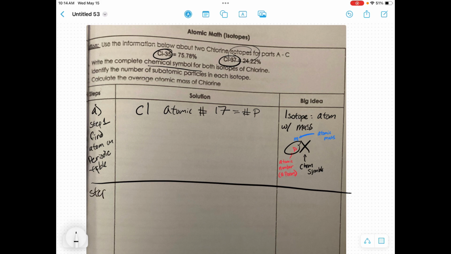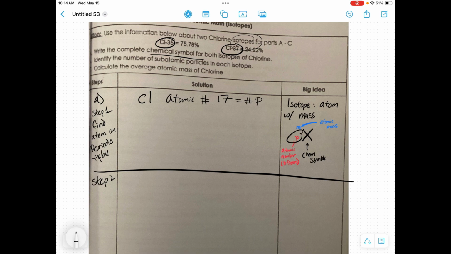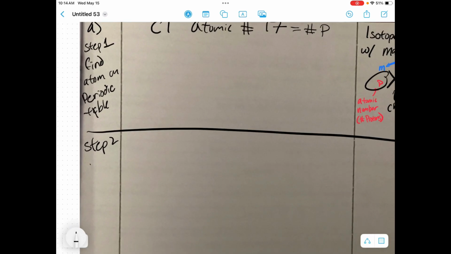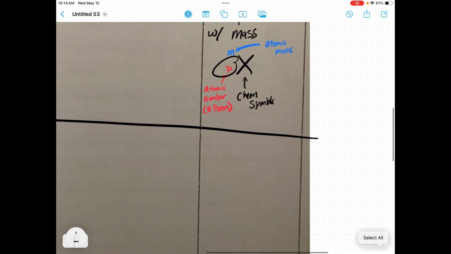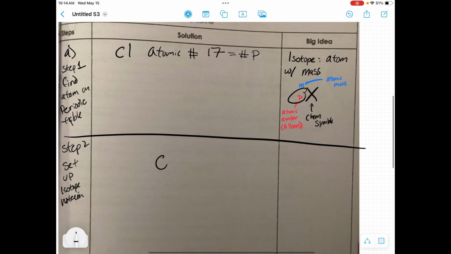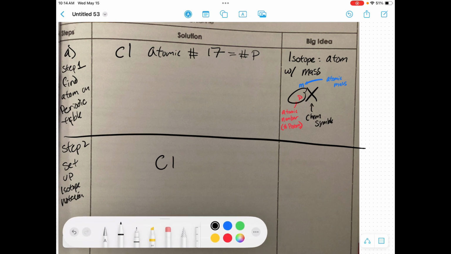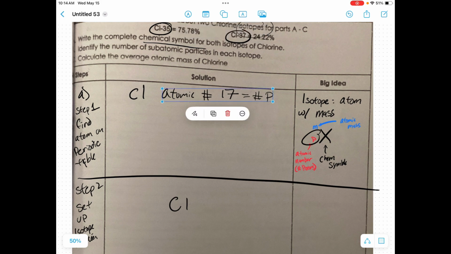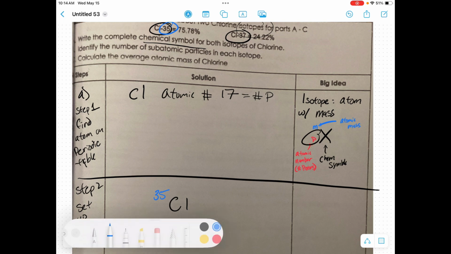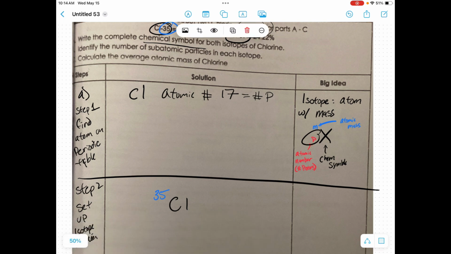Step 2 for our chemical symbol is going to be to set up that isotope notation. So again, our isotope notation has our chemical symbol. That's going to be chlorine here, so I'm going to put Cl. On top, I'm going to throw my atomic mass. I have 2 atomic masses here. Our first atomic mass is going to be 35, so I'll put 35 on top. And then our number of protons is going to be 17. So that'll be for the first chlorine.